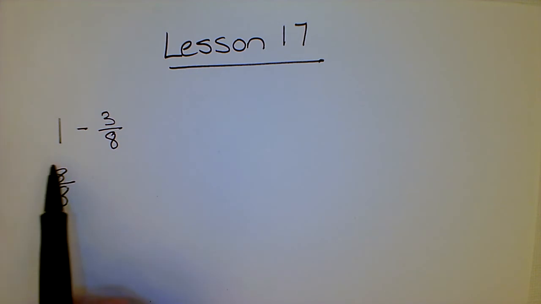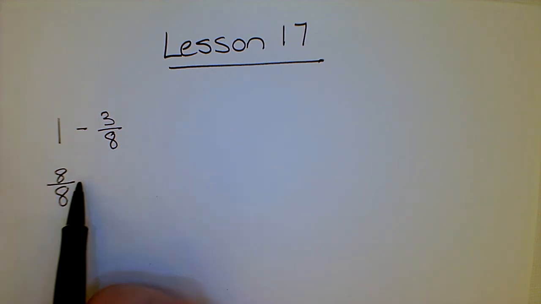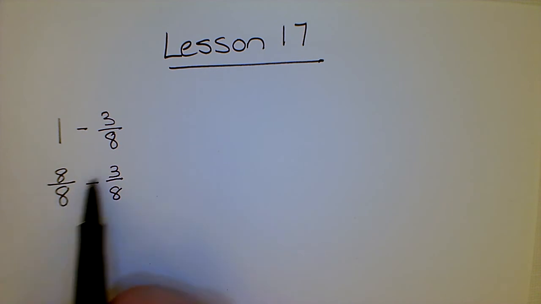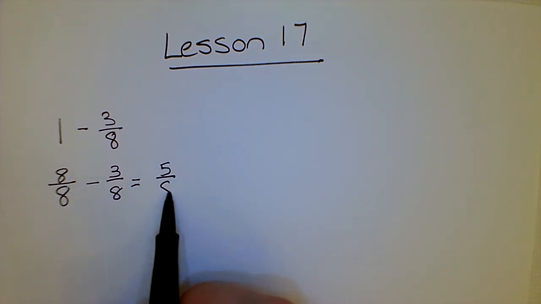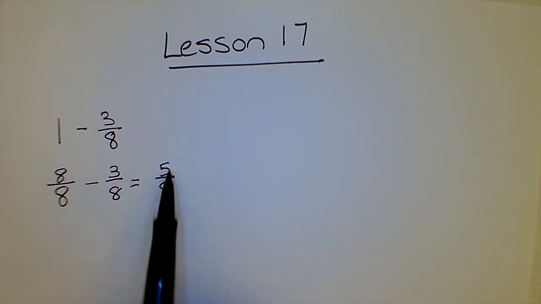And as we all remember, when our numerator and denominator match, that means I have 1 whole, because this is telling me that 1 whole is divided into 8 equal pieces, and that I have all 8 of those pieces. Okay, so now it gets pretty easy. We have 8/8 minus 3/8, and 8 pieces minus 3 pieces gives me 5 pieces. So 5/8 is our answer.